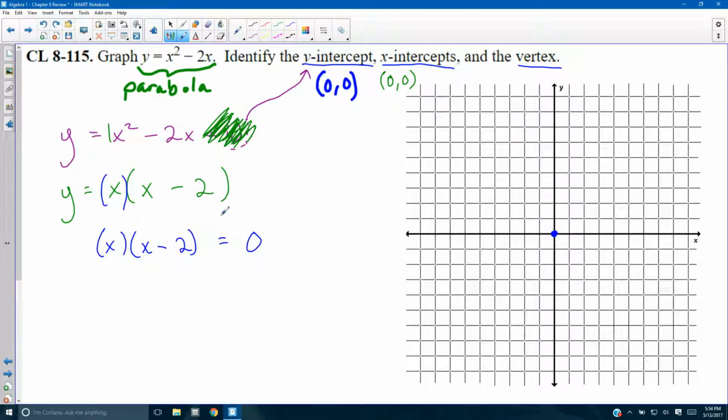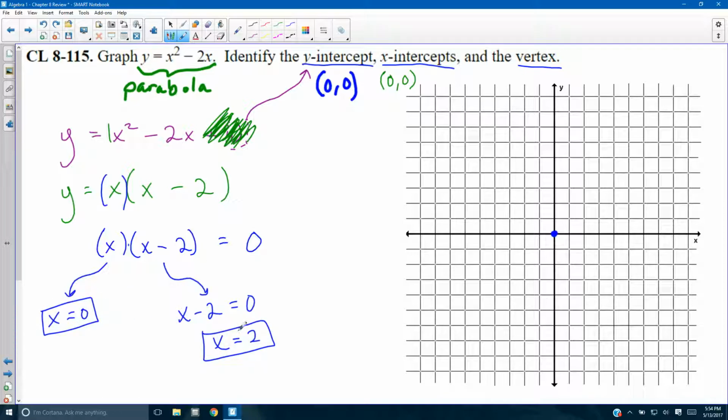But what you're looking at now is a zero product property. If one number times another equals 0, either this one is 0, which, by the way, is the answer we have up here, or this one is 0. And what x value would we need to make this 0? Add 2 to both sides. You'll get 2 for x. So there are two answers there. X equals 0, x equals 2.